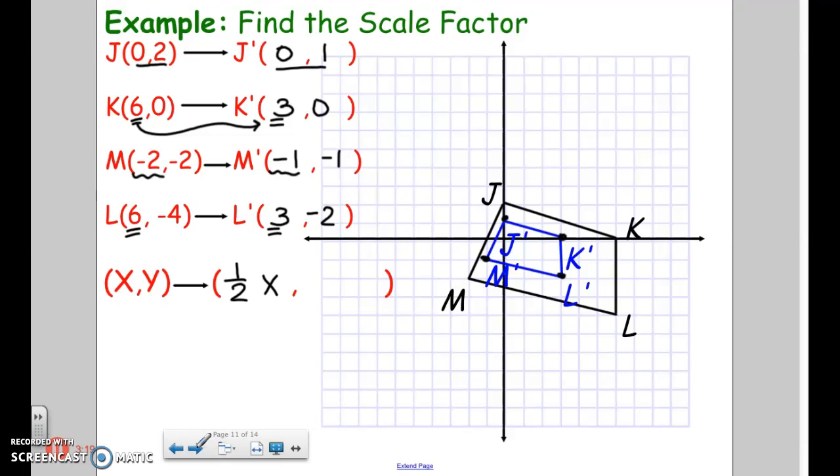I can have the same scale factor for my y or different, so let's just see if it is the same first. If I take 2 and try to get to 1, if I take half of that, I do get 1. Again, zeros won't help me that much, so let's look at M. If I take a negative 2, divide it in half, I get a negative 1. Same thing would work from L to L prime, so my scale factor is the same for x and for y.